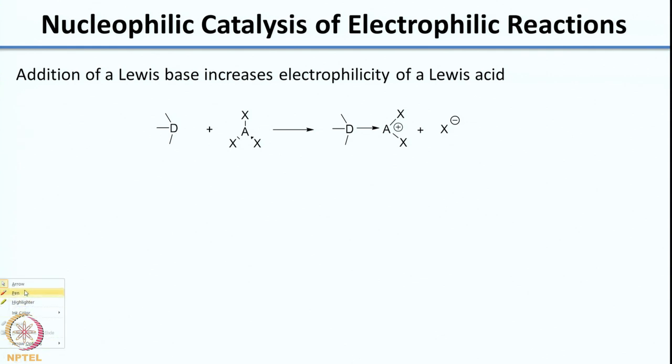Lewis base. D here stands for donor. So this is your base. This is your acid. So this can add in here. So what you end up generating is, this will kick out one X from the Lewis acid, and what you generate is a more electrophilic species.